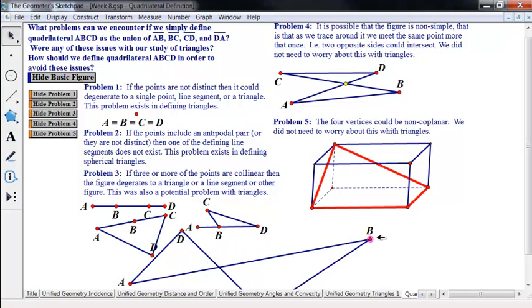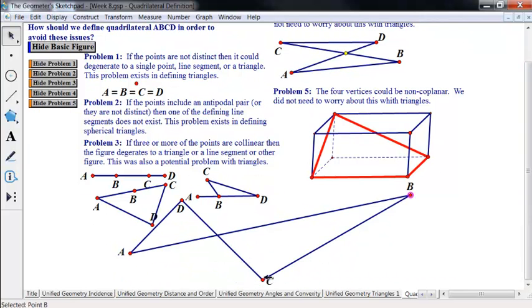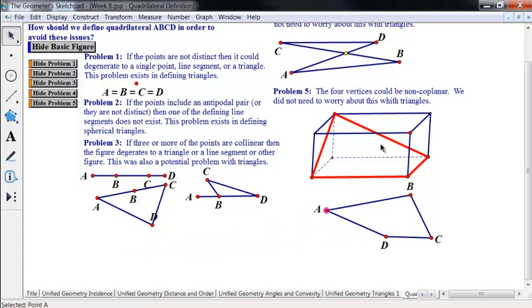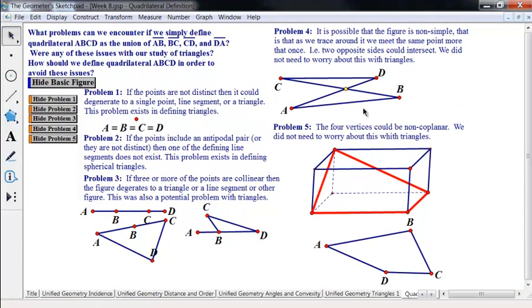Now some people will define other things for these. They'll call maybe something like this thing right here a quadrangle, or maybe they'll allow something like this to be involved.